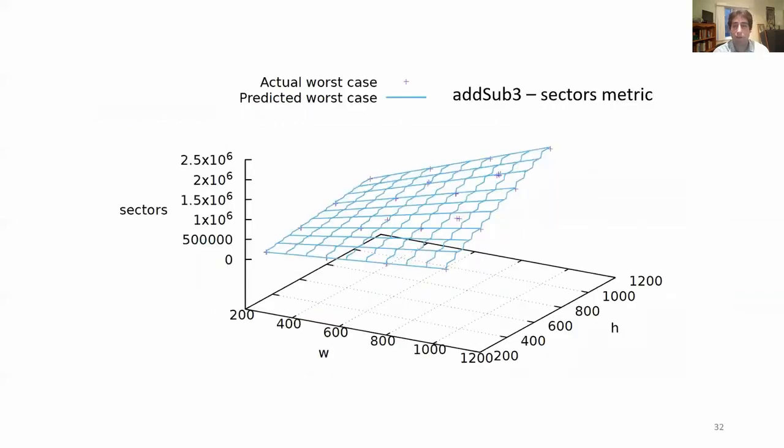Here's the same kind of plot for the add sub3 kernel that I used as an example earlier, which has two input size parameters, one for the width and the height of the matrix.